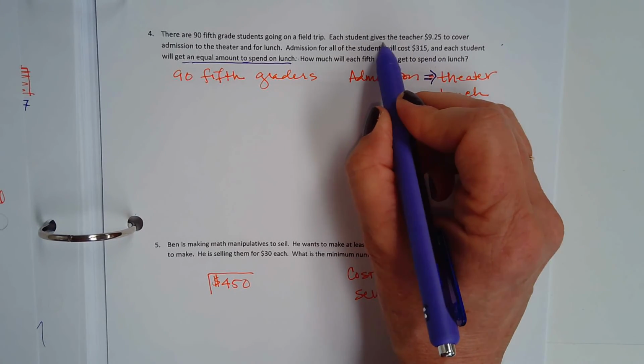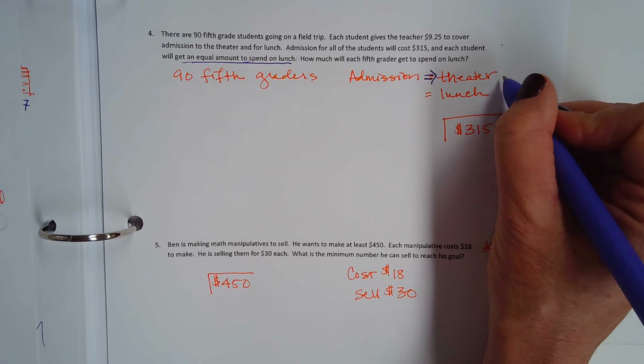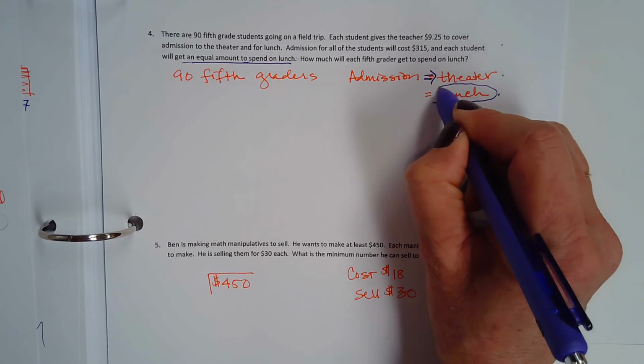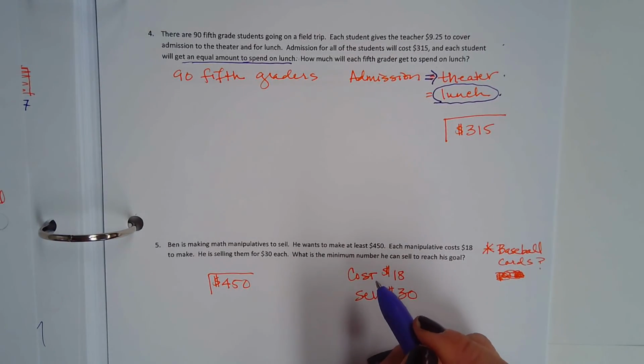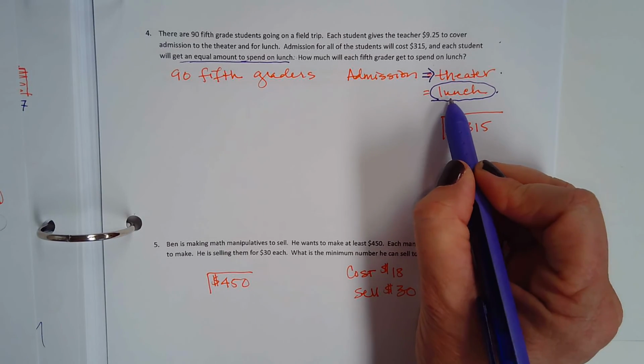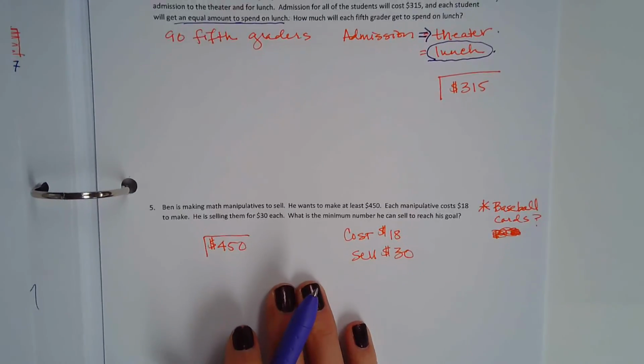And what part do you need to solve for? So we know that each student gives the teacher $9.25 to cover 2 things. What we're looking for is how much lunch actually costs. So you're given a lot of information, but this is what you're actually solving for. How much money does it cost for lunch?